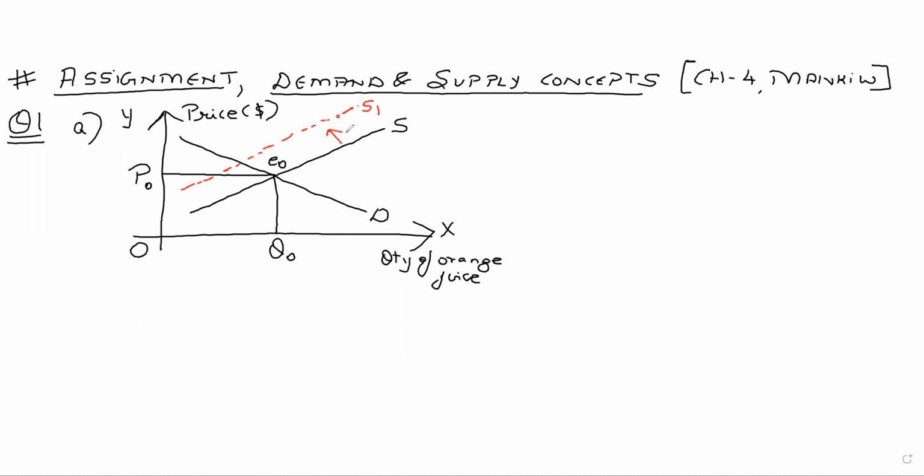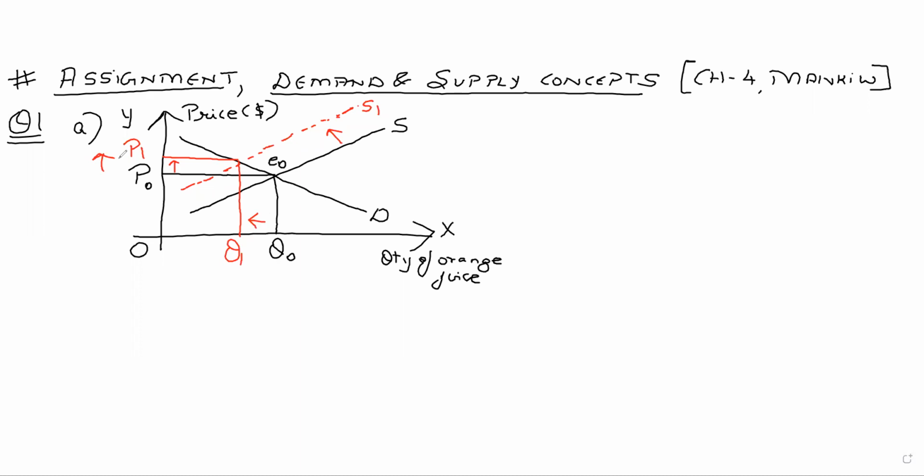And you can clearly see that when supply falls, price of orange juice will rise, quantity of orange juice will fall. So if you read the statement, when a cold snap hits Florida, price of orange juice rises in the supermarkets throughout the country. You can clearly see price of orange juice is rising.